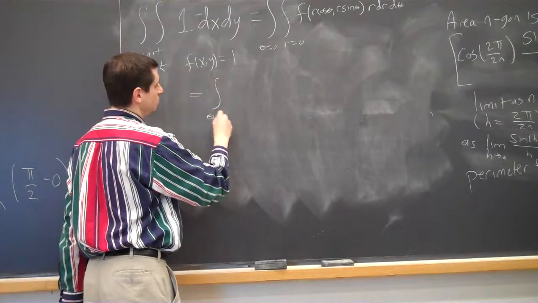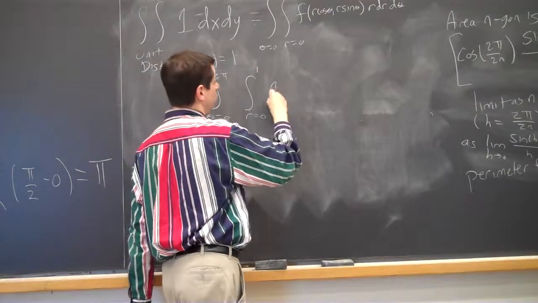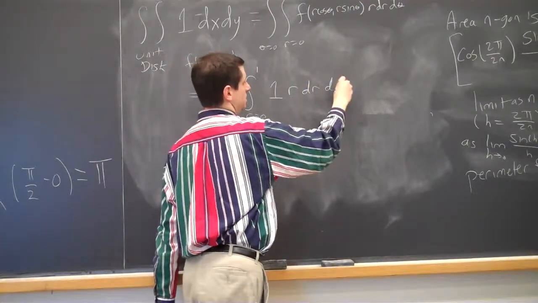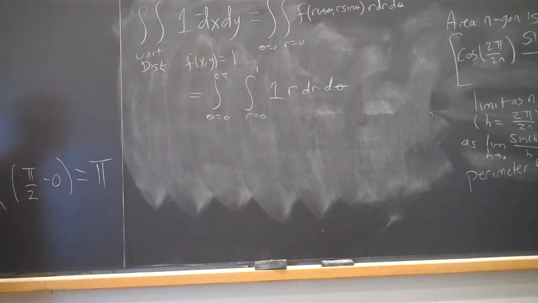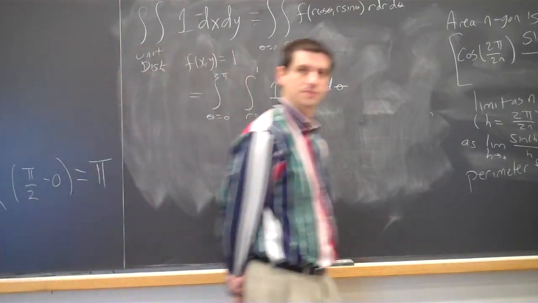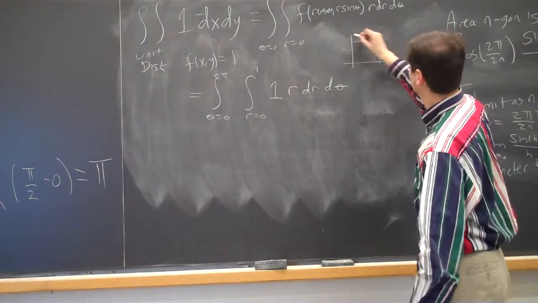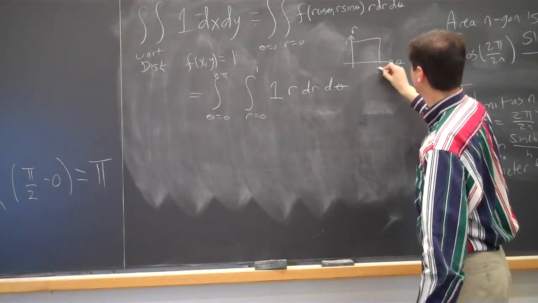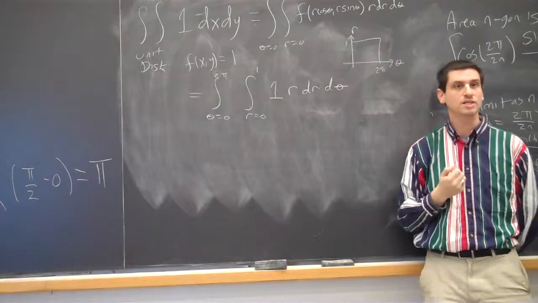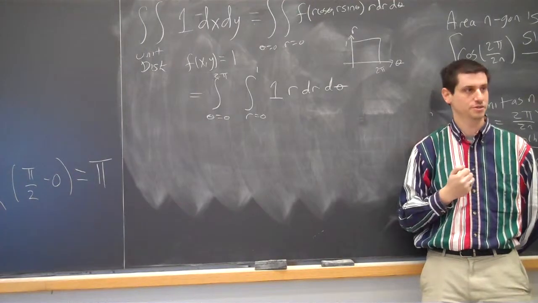Alright, so I integrate, theta goes from 0 to 2 pi, r goes from 0 to 1 of 1 r dr d theta. I actually have a rectangular region. I could do the integration in either order. I could switch orders very nicely. What does a circle look like in polar coordinates? Box, rectangle. So here's theta, here's r, here's 1, here's 2 pi. My circle is a box.